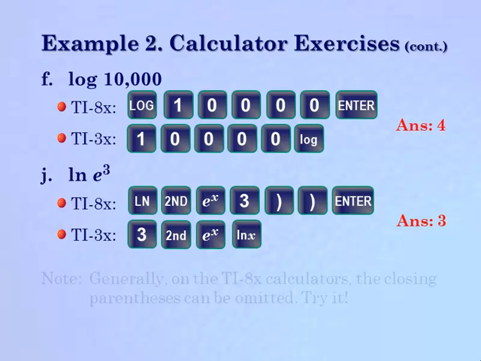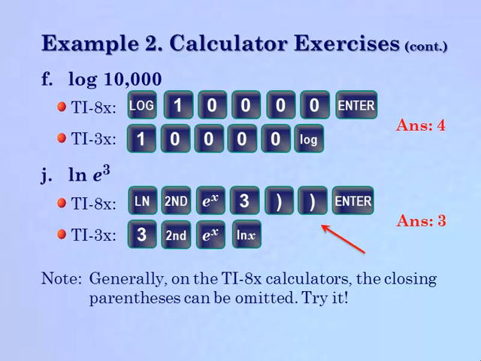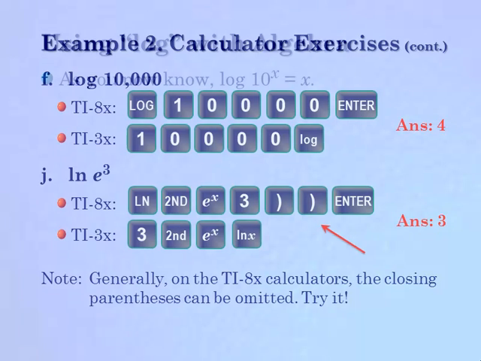In the TI-30 series, it's much shorter. You just enter 3, second, e to the x, and it'll evaluate the e cubed, and then you turn around and press the natural log function, and it'll perform that, and the result will be 3.